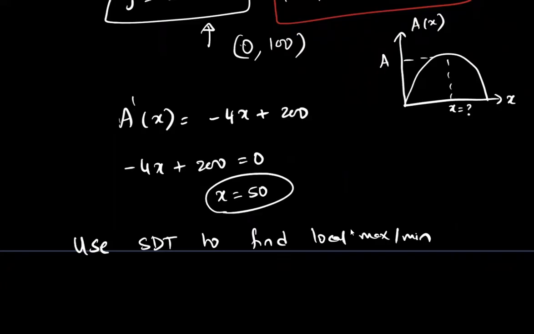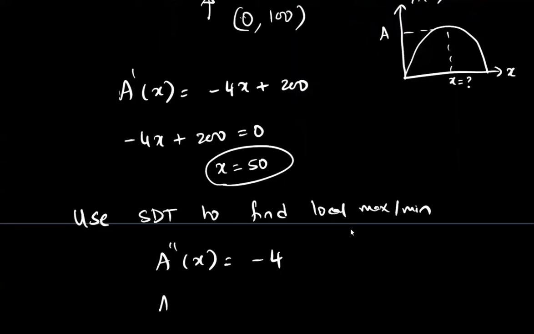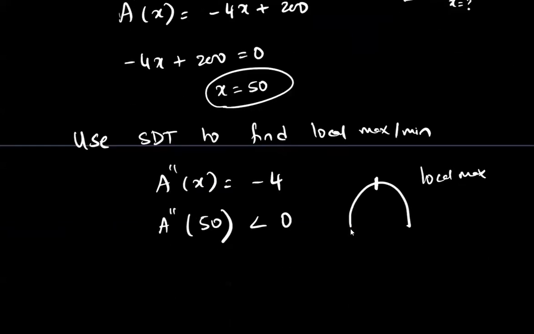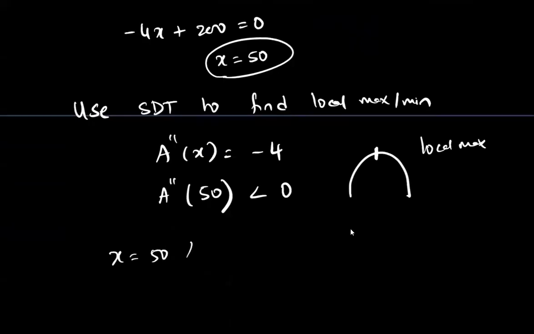So I'm going to find the second derivative. The second derivative is just -4, which means the second derivative evaluated at the critical point, the second derivative does not have x in it, so it's always going to be negative. -4 is always negative, so this is always less than 0. If this is less than 0, it means that we have a concave down shape of the graph and you have a critical point here. So this critical point has to be your local maximum. My conclusion is that x equals 50 is my local max.